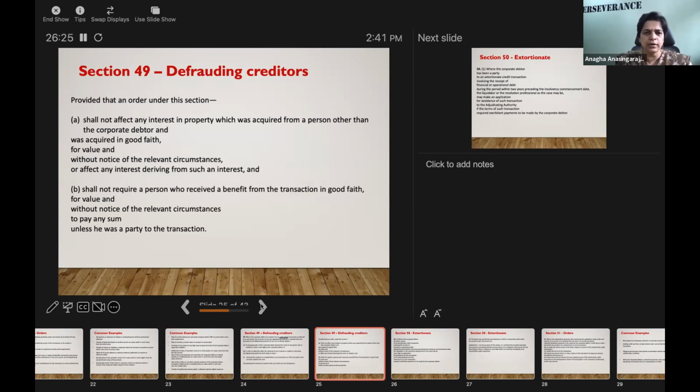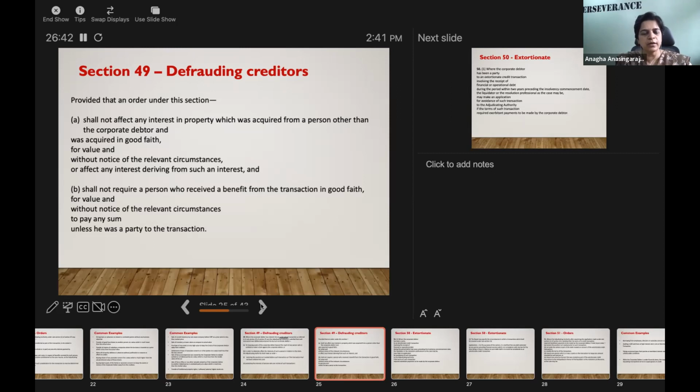did not require any third party who has received a benefit in good faith to transfer back that money to the company unless he was a party to the transaction and unless he knew of the circumstances in which this transaction was being entered into. So these are the two exceptions.